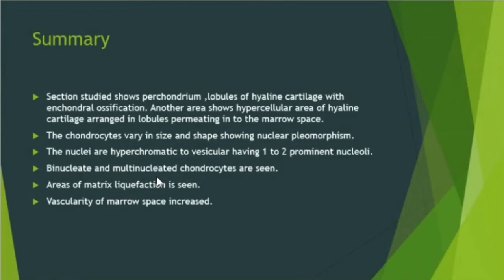There is an area showing hypercellularity of the hyaline cartilage, which is arranged in irregular lobules, which is seen permeating into the marrow space. The chondrocytes vary in size and shape, showing nuclear pleomorphism. The nuclei are hyperchromatic to vesicular, having 1 to 2 prominent nucleoli. There are binucleate and multinucleated chondrocytes with areas of matrix liquefaction. Vascularity of the marrow space is also increased.